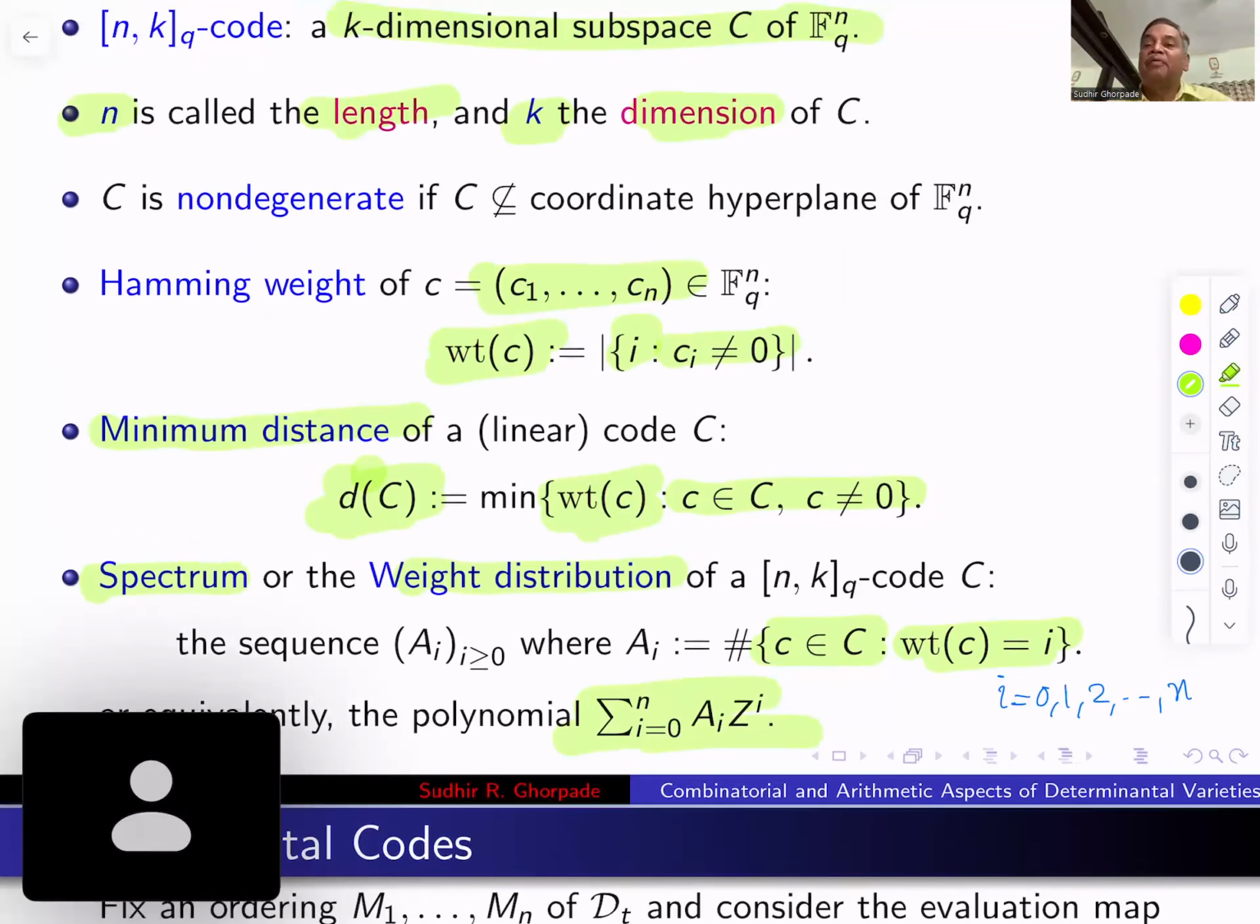In coding theory, one calls C non-degenerate if it is not contained in a coordinate hyperplane. Which means it doesn't happen, let's say, that the last coordinate is always 0 for elements of C. Then you might as well work in F_q to the n minus 1 and not F_q to the n. If that doesn't happen, then it's called non-degenerate. So I hope you understand what a linear code is.